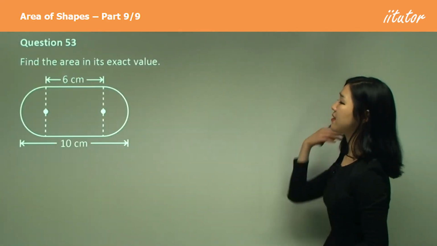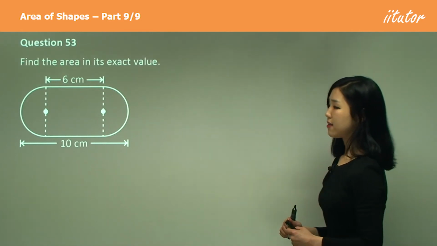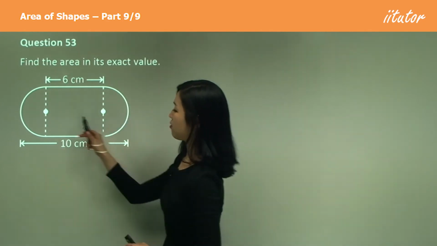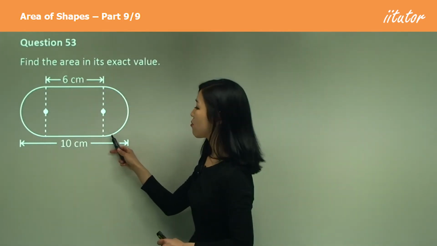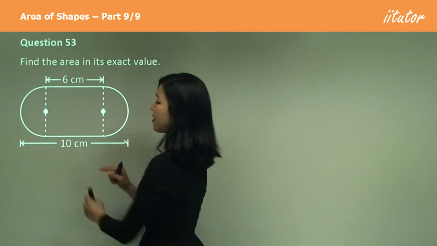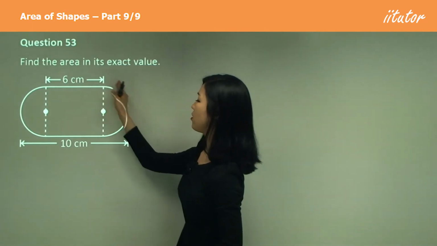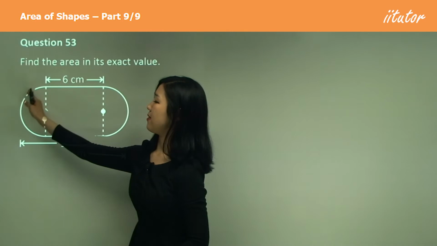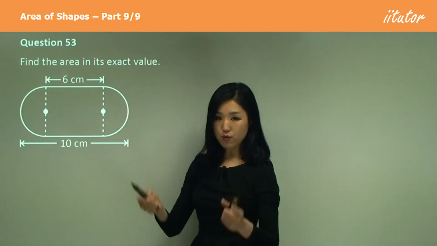Find the area in its exact value. Okay, so this time it looks like a football field. And you can see that we've got these round bits, and in here we've got a rectangle. Now the rectangle is in the middle, and can you see that these round bits are semicircles? They're semicircles because this is a straight line. So that's a semicircle, that's a semicircle. So together, what would they make? Together they would make a full circle.